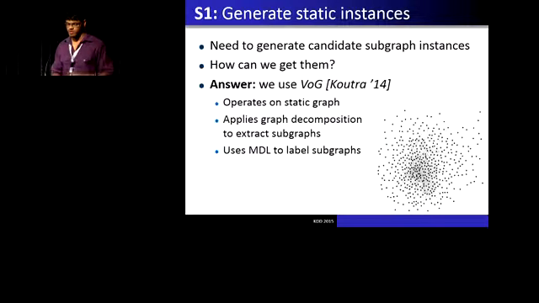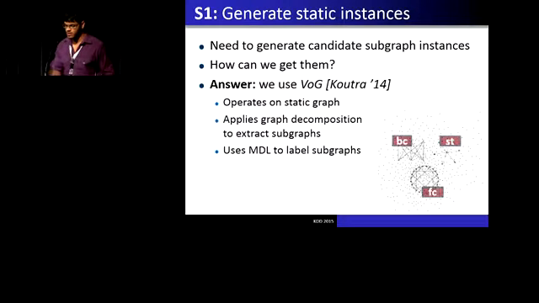So what VOG would give you is something like this. So say you have a static graph as an input. We might run VOG. We might get some output in terms of some of the common graph theoretic patterns that you might expect to find in the graph and labels for them.